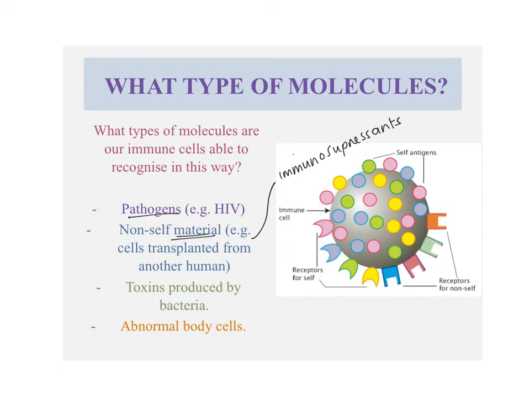recognition. Now, helpfully, the body is able to recognise non-self in terms of things like toxins, so bacterial toxins that are produced to give us those symptoms. And also we can recognise abnormal body cells, so things that have maybe mutated during cell division, things that are going to become cancerous. And the body will try to recognise them as non-self and destroy them.